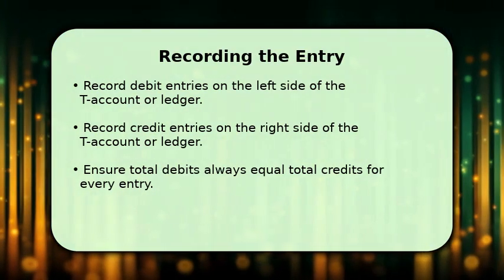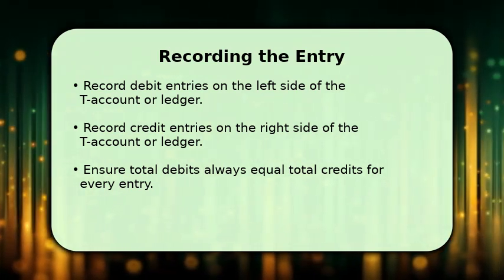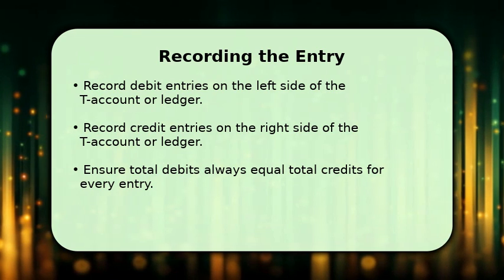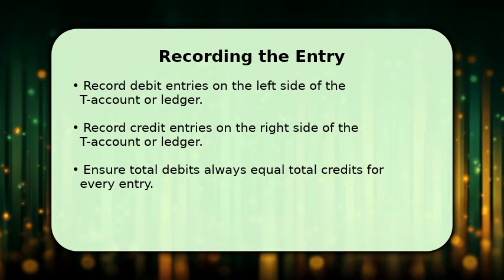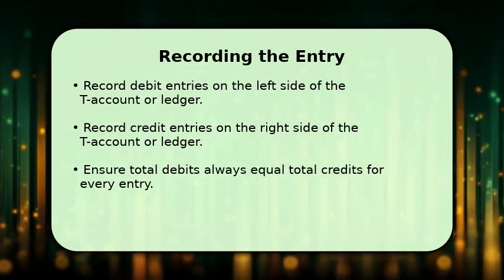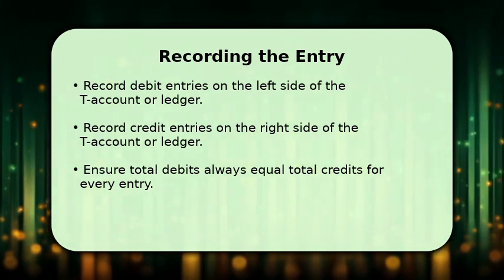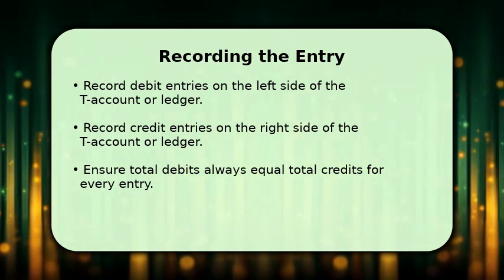Now, let's record the entry. Debits are always placed on the left side of the ledger or T account, while credits go on the right side. A fundamental rule is that total debits must always equal total credits for every single transaction, ensuring your accounting equation remains balanced. Always include a concise description to easily understand the transaction's purpose later.